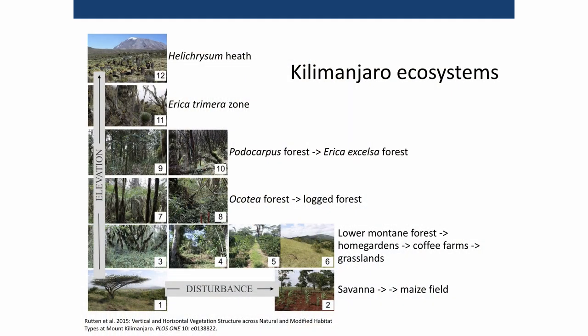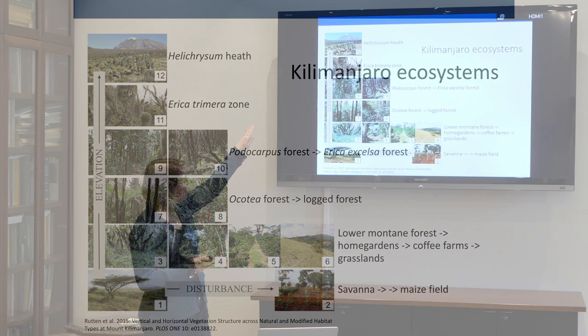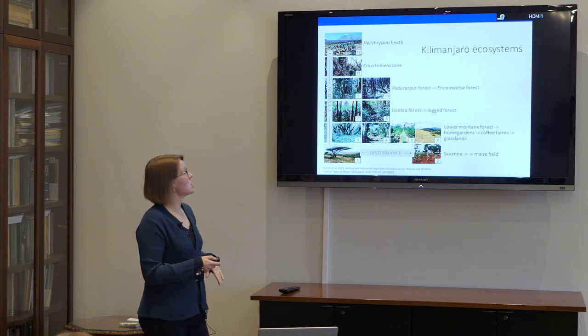And there's a very nice elevational gradient between the different ecosystems, but in addition, they also have a disturbance gradient. So you can study very different kinds of things that you're interested in there. There's, of course, savanna, then several different forest ecosystems, and then you go up to the very open heath vegetation.